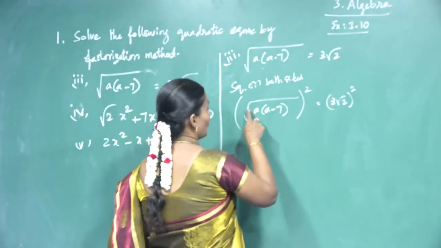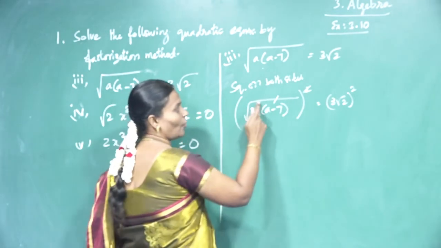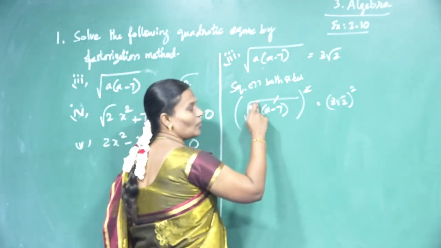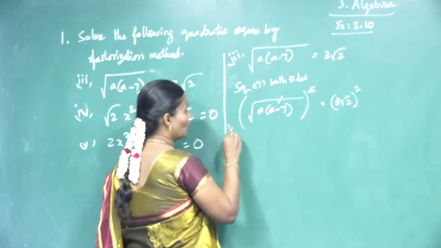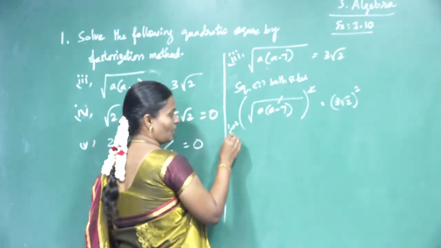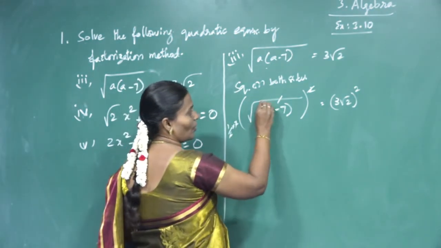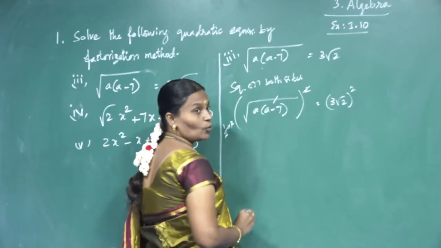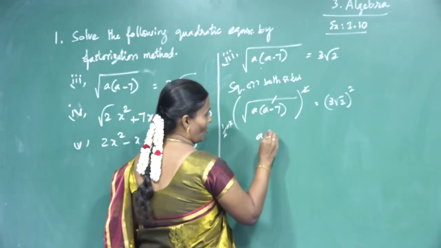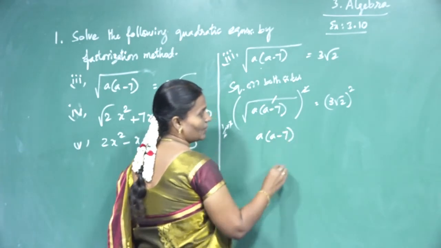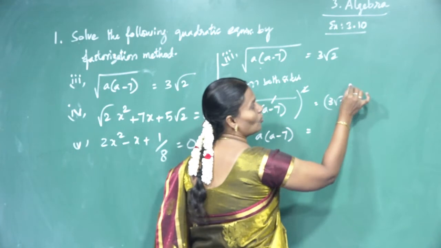Here the square root and the square cancel. Why does this 2 cancel? Because square root means the whole power 1 by 2, and 1 by 2 into 2, the denominator 2 and numerator 2 cancel. So the square root and the 2 cancel. What is remaining here? a of a minus 7 is equal to 3 root 2, the whole square.